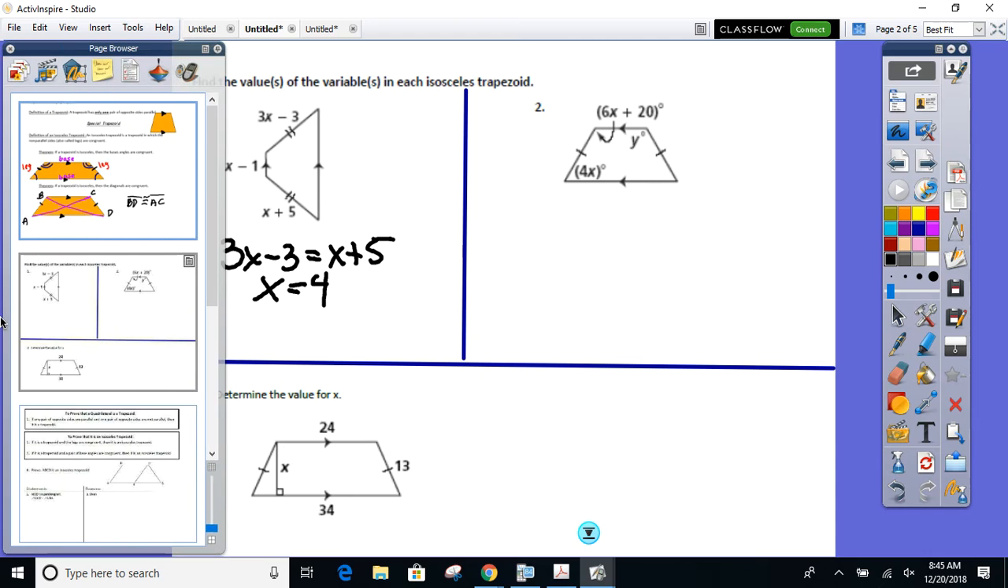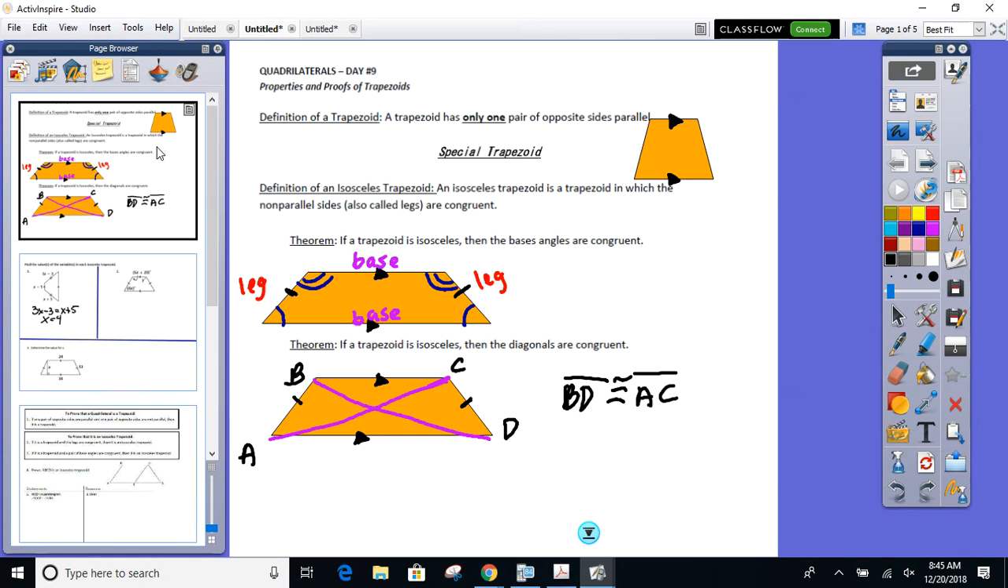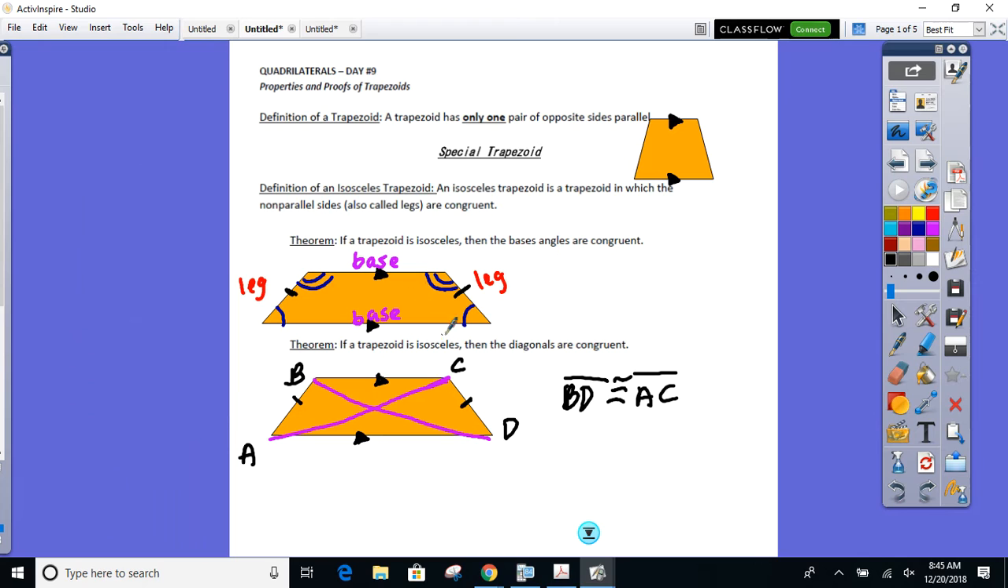So, and I didn't want to add this extra property in because you have so many already to remember, but let's take a look here. I know the base angles are congruent, but what about these consecutive ones on the side here? Supplementary. Everyone see that? But not consecutive all around, no. But these ones on the side are supplementary.